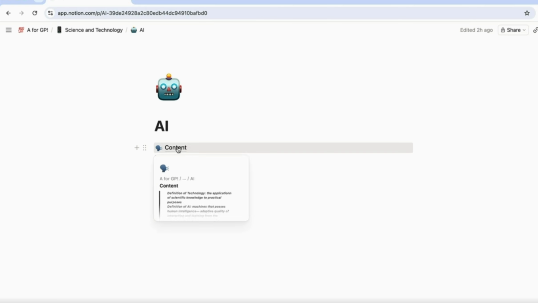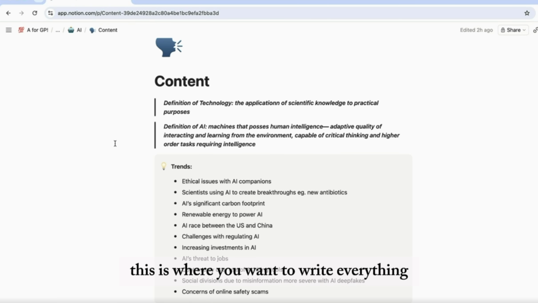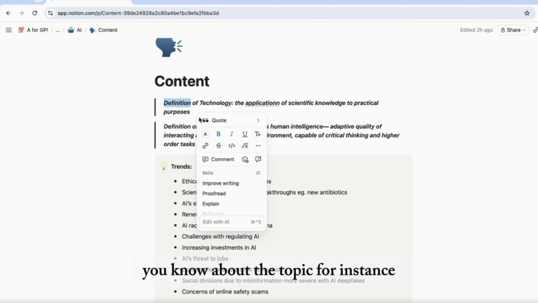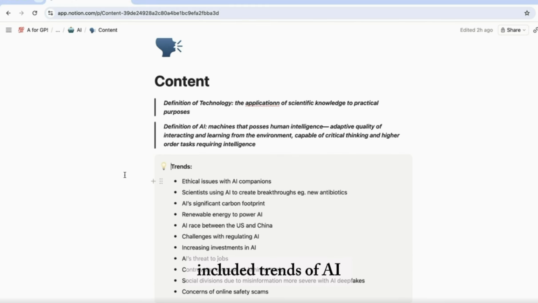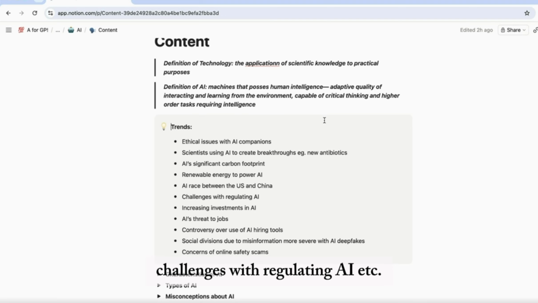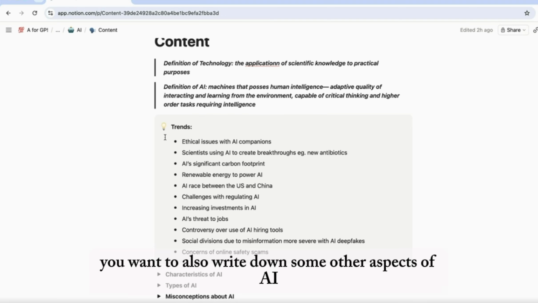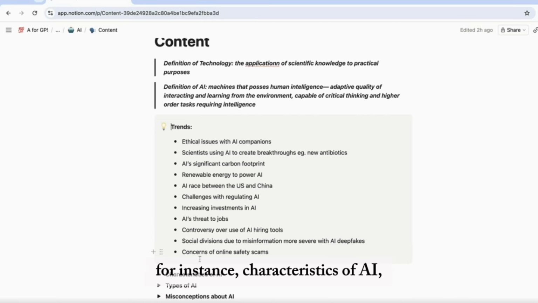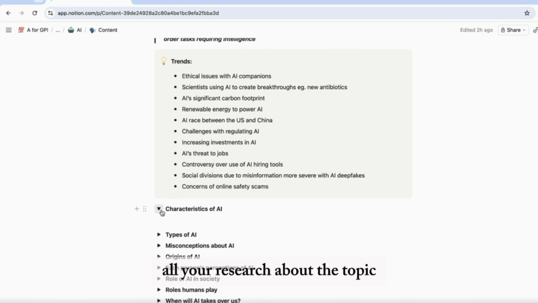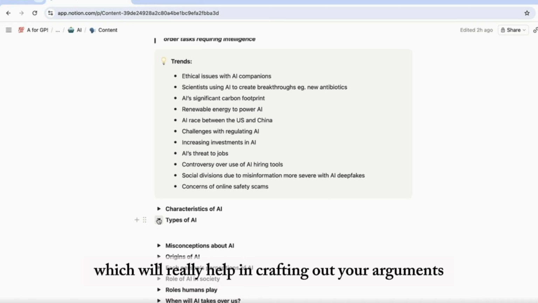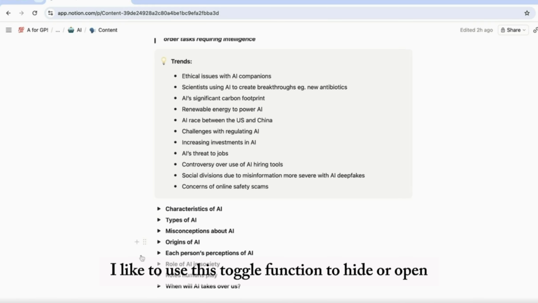and essay. Clicking into the content page, this is where you want to write everything you know about the topic. For instance, I've written down the definitions of technology and AI, included trends of AI, such as ethical issues with AI companions, challenges with regulating AI, etc. You want to also write down some other aspects of AI, for instance, characteristics of AI, types of AI, misconceptions about AI. This is where you want to write down all your research about the topic, which will really help in crafting out your arguments for essays. I like to use this toggle function to hide or open the research that I've done.